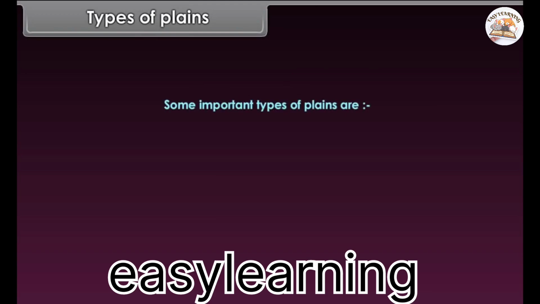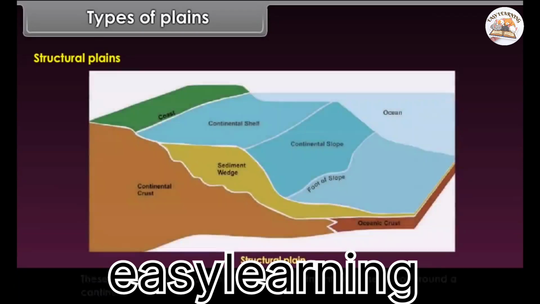Ganga-Brahmaputra Plains in India, Ganges Plains in China are some examples of plains. Types of plains. Some important types of plains are structural plains, erosional plains, depositional plains. Structural plains. These are plains which are formed by the upliftment of the sea floor around a continent.